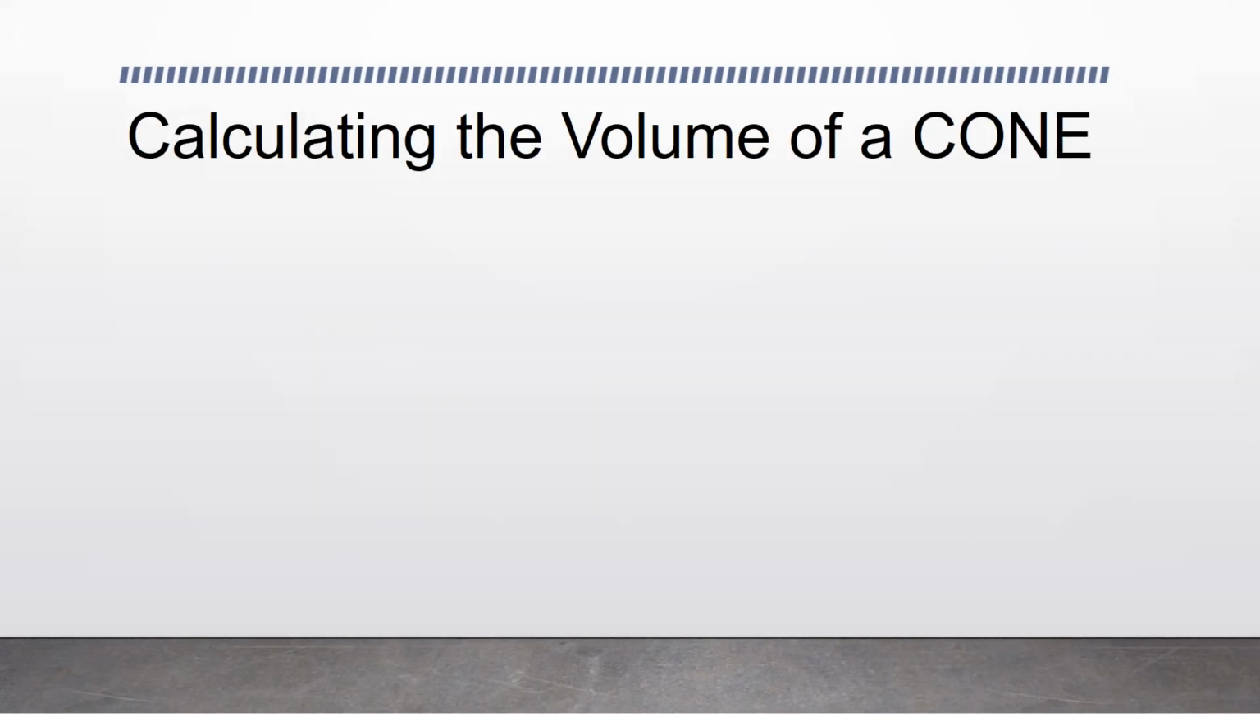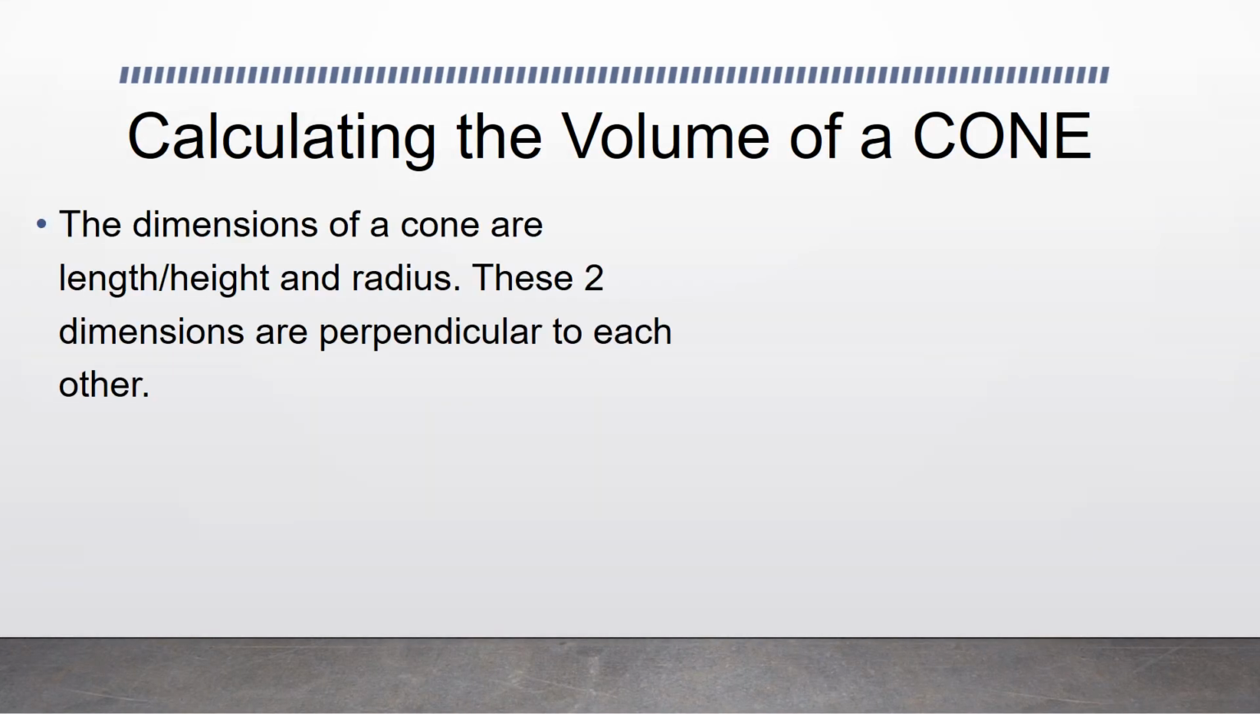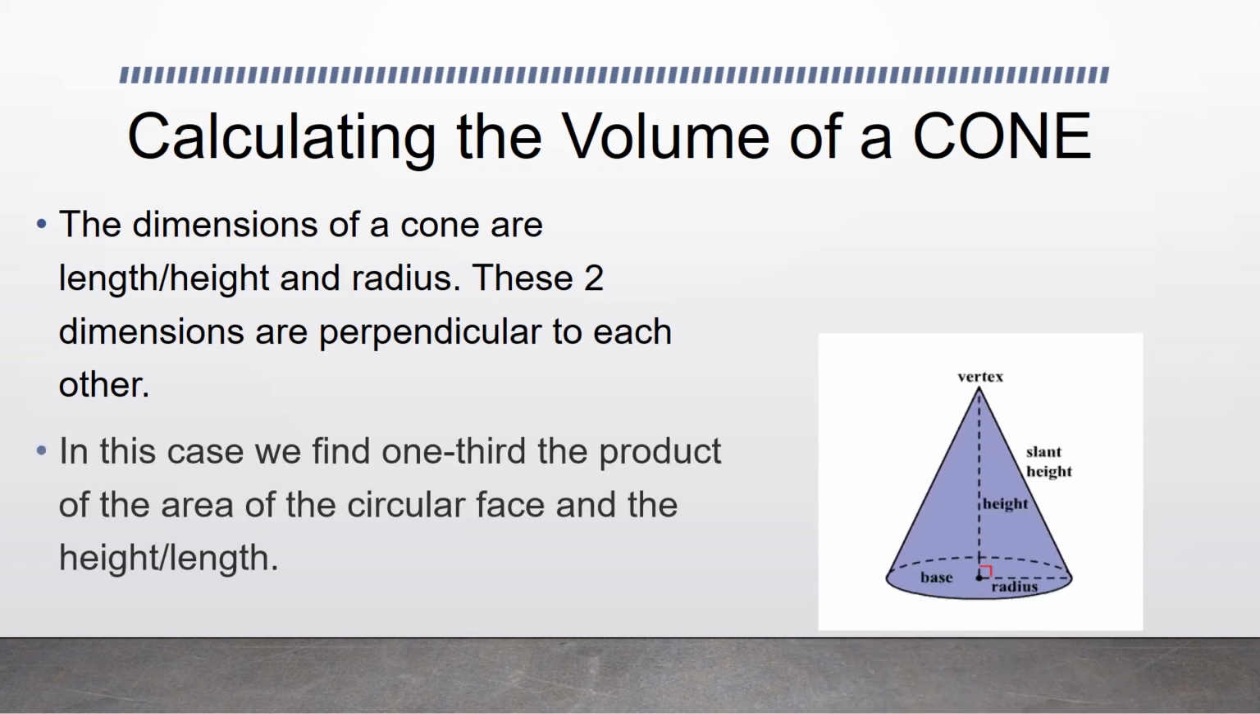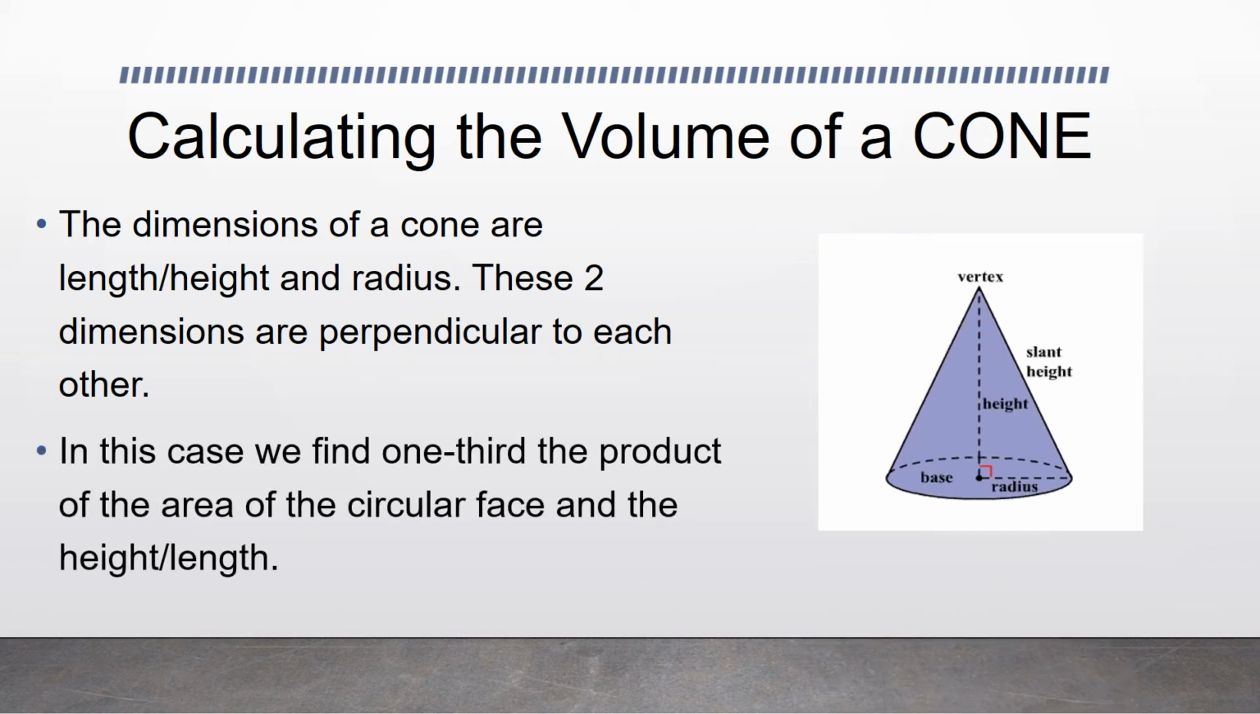Calculating the volume of a cone. Let's see. The dimensions of a cone are length or height and radius. These two dimensions are perpendicular to each other. Please note, perpendicular, at right angle, at 90 degrees to each other. In this case, we find 1/3 the product of the area of the circular face and the height or length.